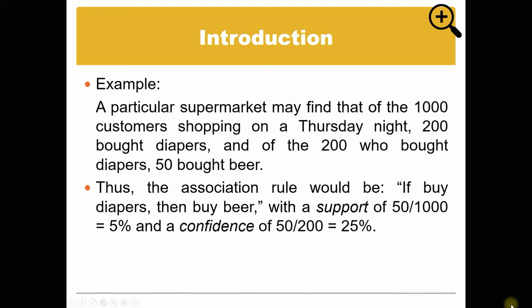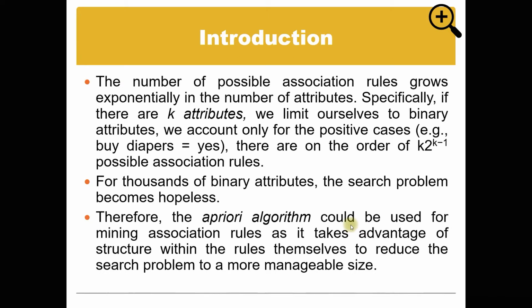How do you deal with that kind of issue, with that kind of problem? To understand that, let's first of all note how many possible association rules you can develop out of a certain number of attributes. Here we go. If you have k attributes, the number of possible association rules that can be developed out of positive cases would be k to power k minus 1.